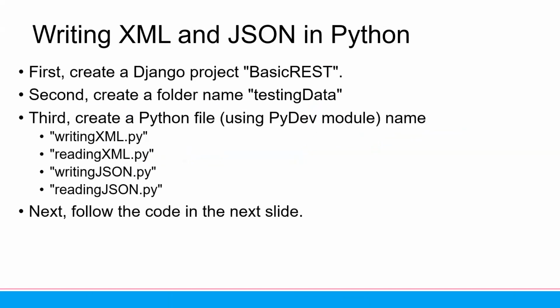So I would like to teach you how we can work with XML and JSON in Python. So let's make a new Django project, basic REST. And then I will create a new folder named testing data. And then let's make these 4 files. So we are going to learn how to write XML, how to read XML, how to write JSON, and how to read JSON.